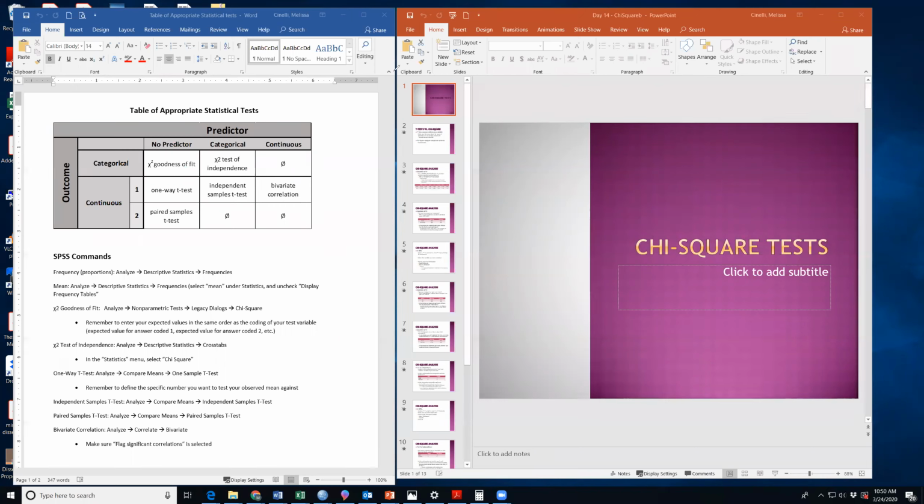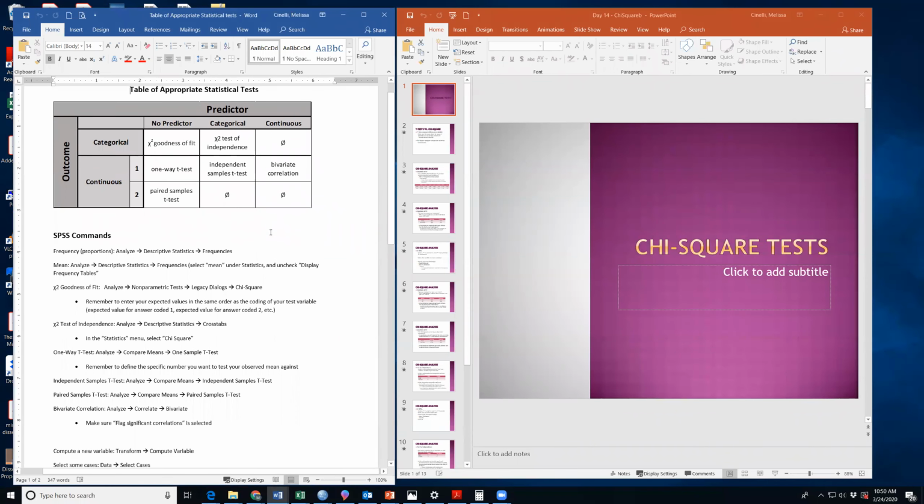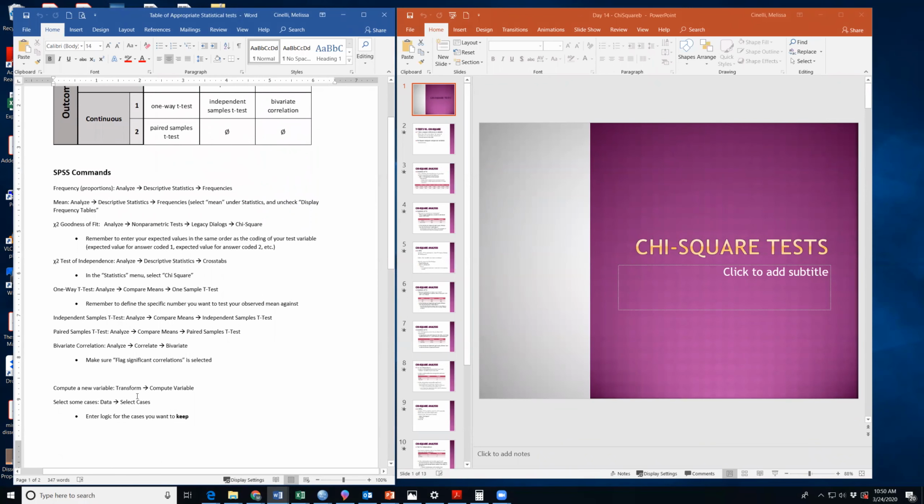While you are working on the data analysis plan, and especially while you're working on the final paper, I want to point out that this document is posted to Blackboard. I believe on Blackboard it's called Table of Appropriate Statistical Tests. On the first page of the document, it gives this table at the top. It also gives the SPSS menu commands for all of the tests that we learn how to do. So, which specific things in the menus do you need to click on to get each of these tests done?